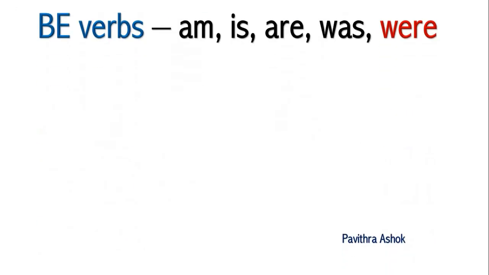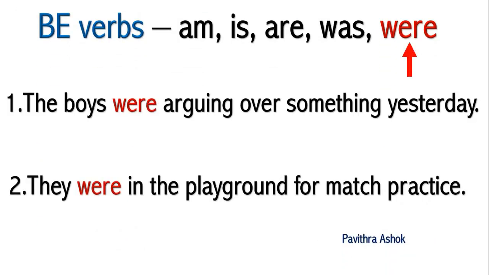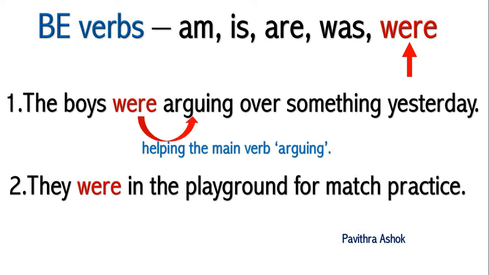Now be verb were. The boys were arguing over something yesterday. They were in the playground for match practice. In the first sentence, were is helping the main verb arguing. In the second sentence, they were in the playground for match practice, here were itself functions as the main verb of a sentence.